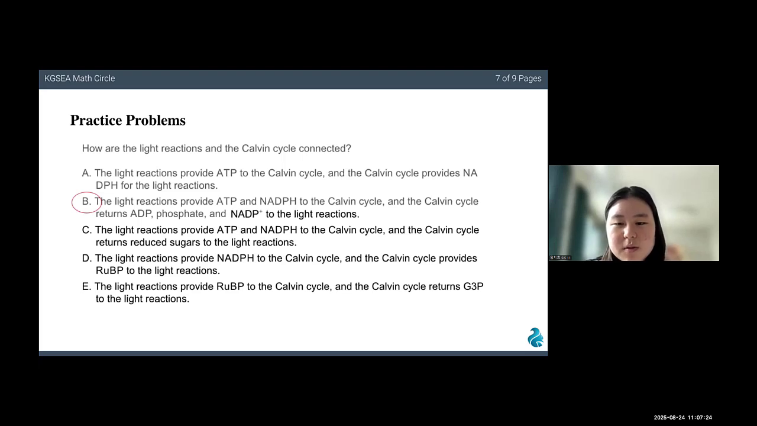The light reactions produce ATP and NADPH, which are the energy carriers and reducing agents needed for the Calvin cycle. The Calvin cycle then uses up those molecules to build sugars and in the process converts ATP back into ADP plus phosphate and NADPH back into NADP plus. These recycled molecules return to the light reactions where they are re-energized.